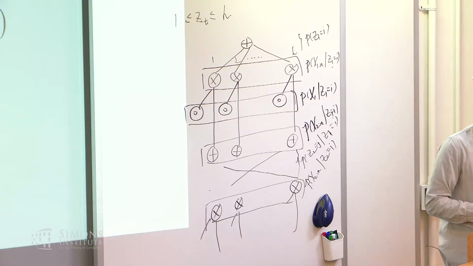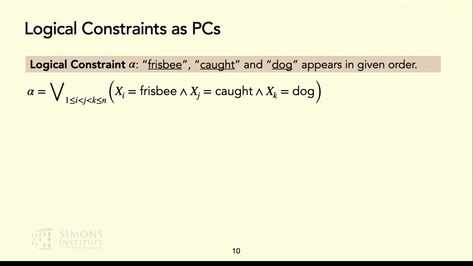Let's move on. So we have our circuit representing the distribution over text. Then we need to answer the query, we need to encode the logical constraint as a logical circuit. So let's go back to the constraint we have in the very beginning. We want frisbee, dog, and dog. Frisbee, cat, and dog to appear in the given order.